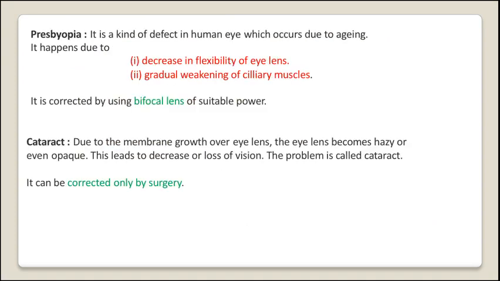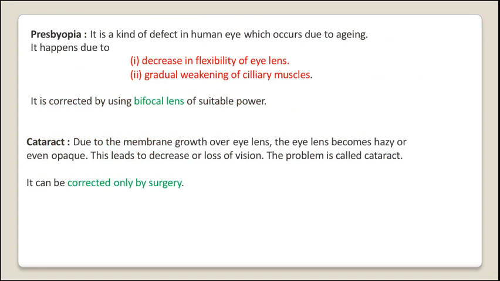Moving to the next one, we have presbyopia, which is a combination of myopia as well as hypermetropia. This defect is corrected by using bifocal lenses, in which the concave lens is kept at the upper part and the convex lens is kept at the lower part. It is a defect in the human eye which occurs basically due to aging, and the causes are a decrease in flexibility of the eye lens and gradual weakening of the ciliary muscles due to old age.